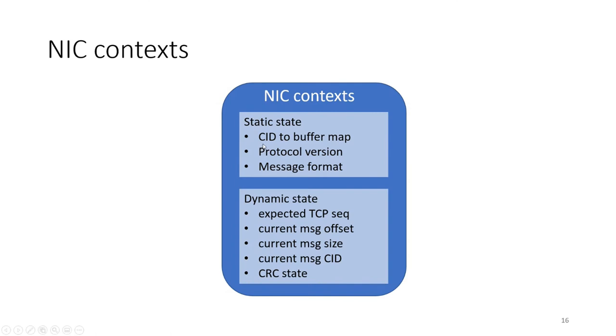It contains a mapping of capsule ID, which is a request identifier, and the buffers, which are essentially pages, and various details about the protocol and the message formatting. The dynamic state relates to per packet information, such as the next expected TCP sequence number, where this TCP sequence number is in the message, what's the current message capsule ID, and the CLC state, of course. What's important to remember is that the static state is usually global for the connection, while the dynamic state gets updated for each packet.